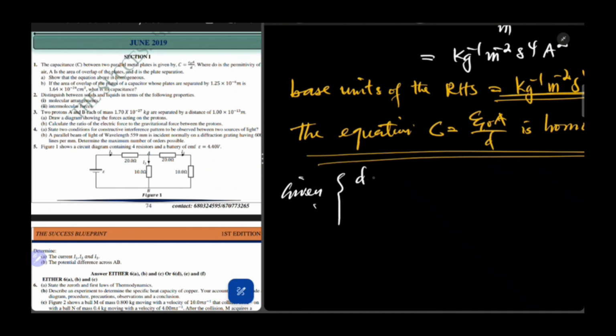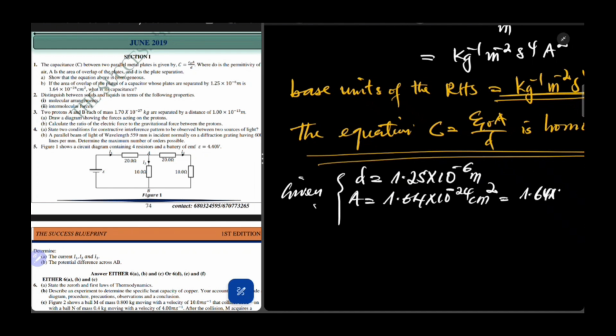the separation between the plates, D, equals 1.25 times 10 to the power -6 meters. We have been given the area of overlap, A, to be equal to 1.64 times 10 to the power -24 centimeters squared. Now the very first thing we need to do is to convert these values from centimeters to meters. So this will be the same as dividing this value by 10,000. So you will have 1.64 times 10 to the power -28 meters squared.